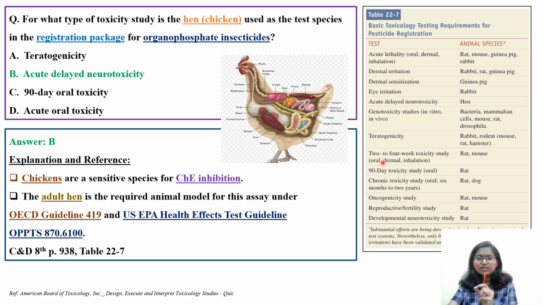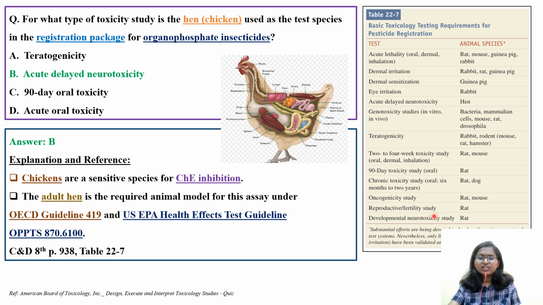Coming to the next one, 2 to 4 week toxicity study, oral, dermal, inhalation. Here we are talking about a 14-day to 28-day repeat dose toxicology study, and the recommended species is rat and mice. Coming to the 90-day study, oral route, rat is the preferred species. Coming to the chronic toxicity study, oral, 6 months to 2 years, rat and dog are the recommended species. Coming to the cancer study, or oncogenicity, carcinogenicity study, rat and mice are the species.